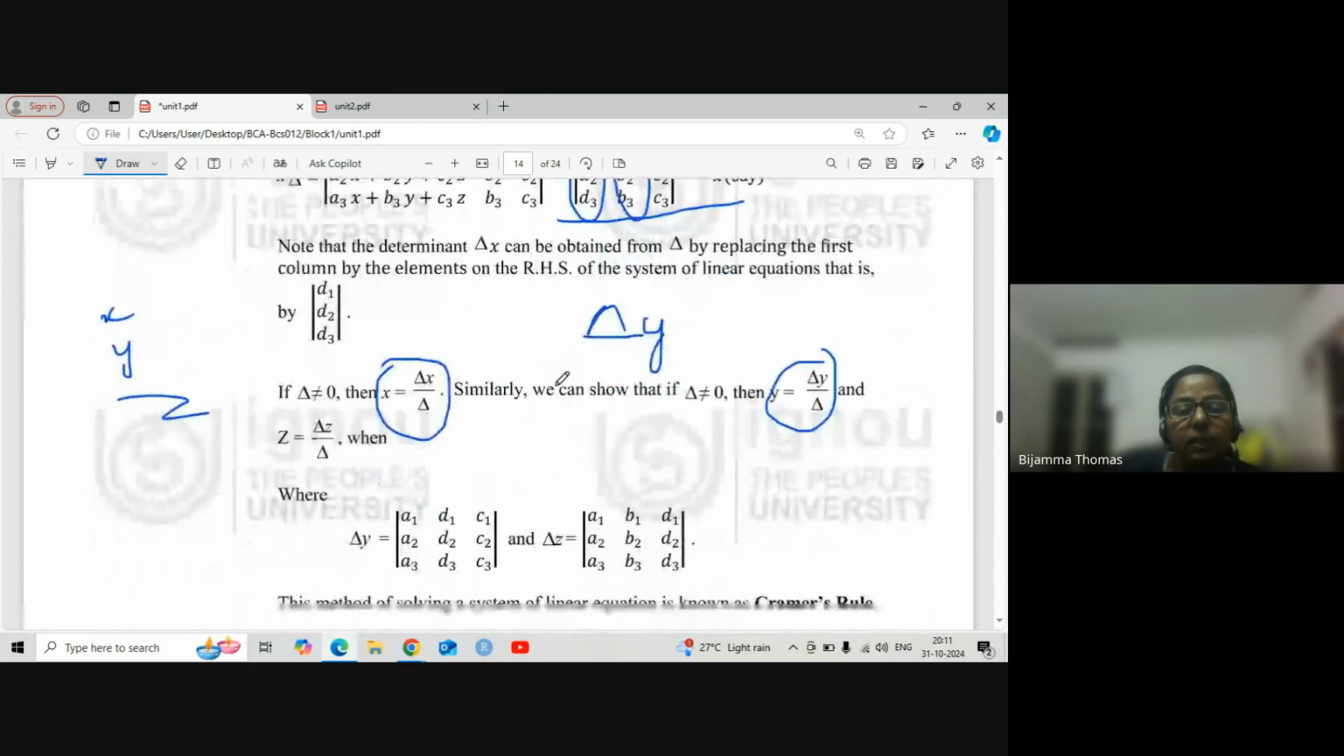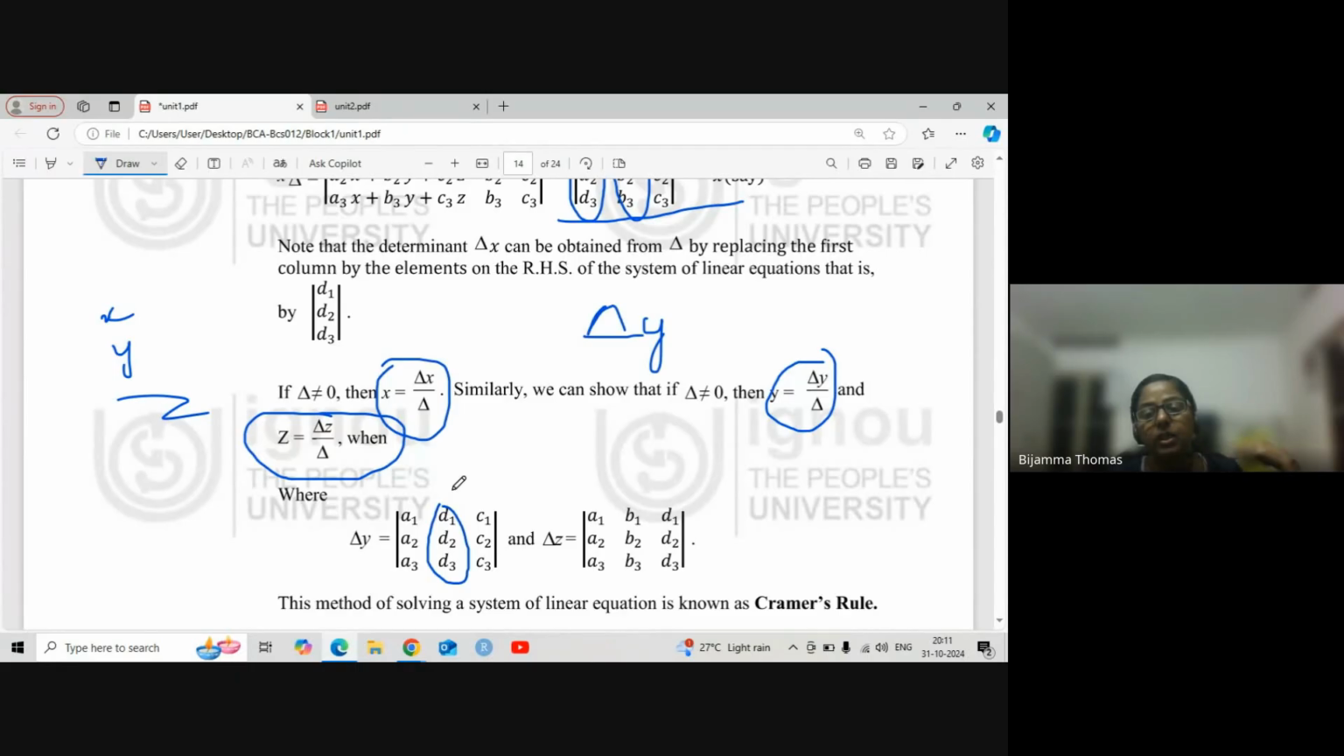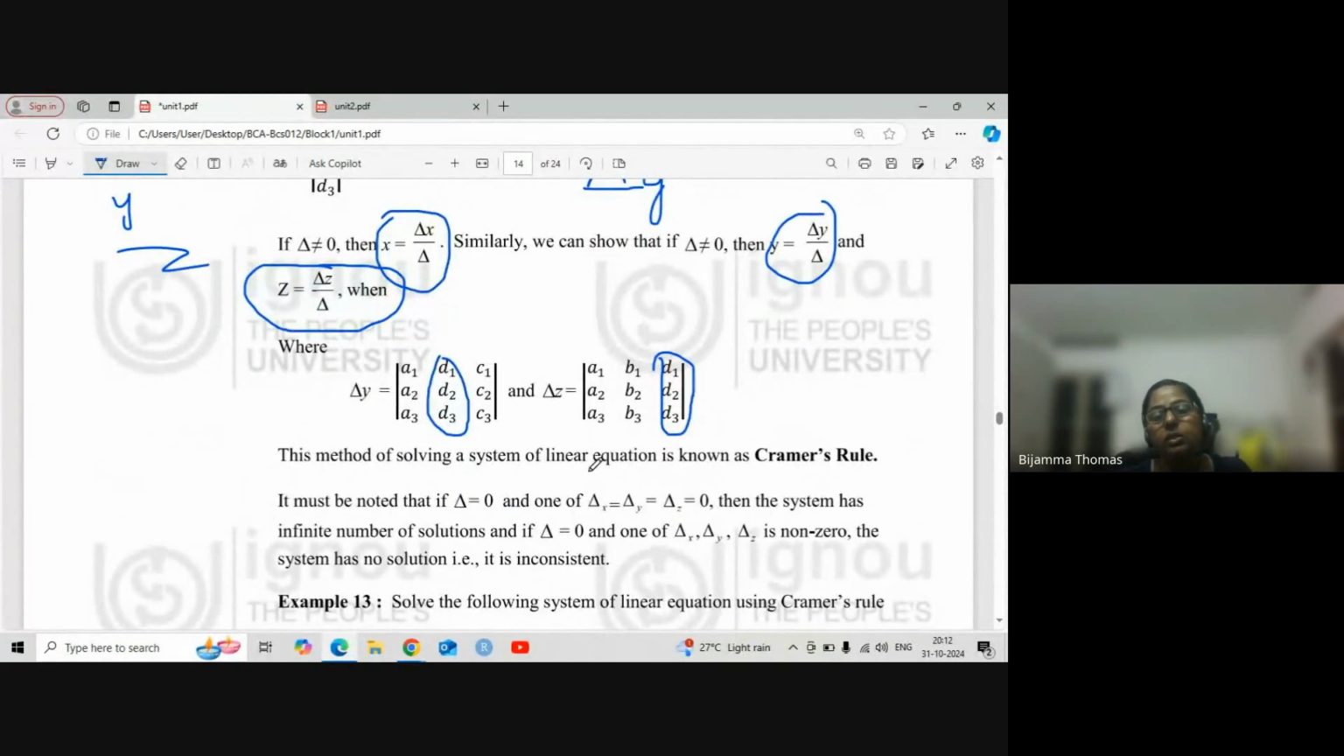Similarly, for the third variable z, z will be equal to delta z by delta. Delta y: y is the second variable, so the second column will be replaced by the right hand side constants, and delta z is for the third variable, so the third column will be replaced by the right hand side constants. This method of solving the system of equations is known as Cramer's rule. Is it clear? Okay, ma'am.